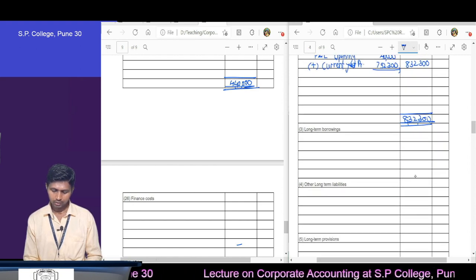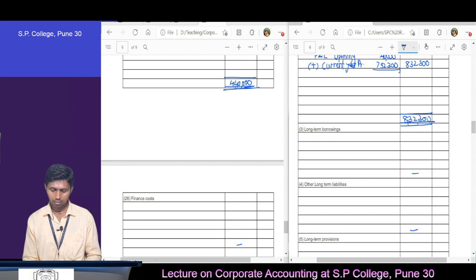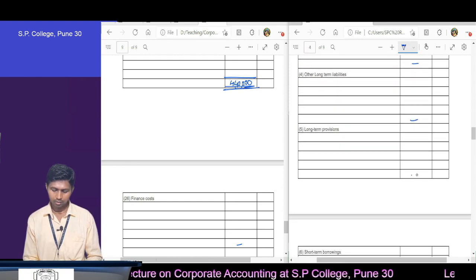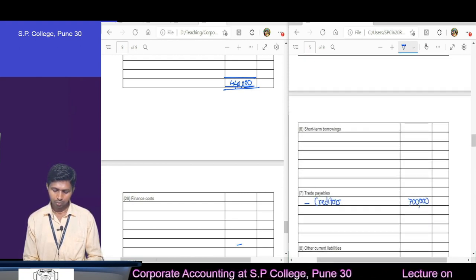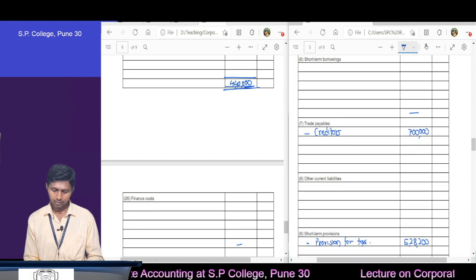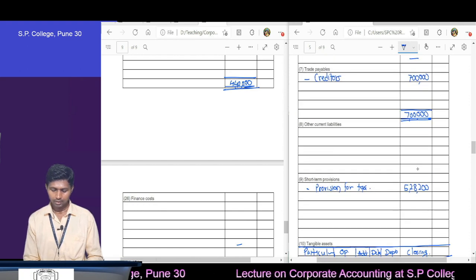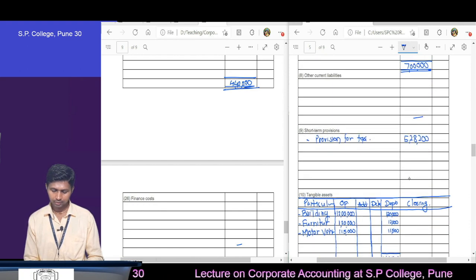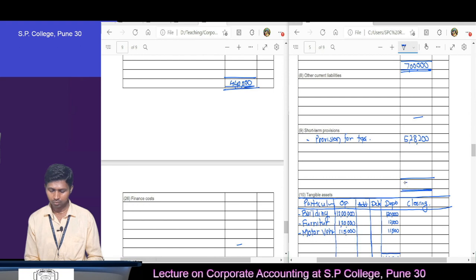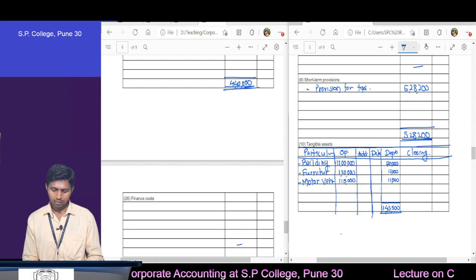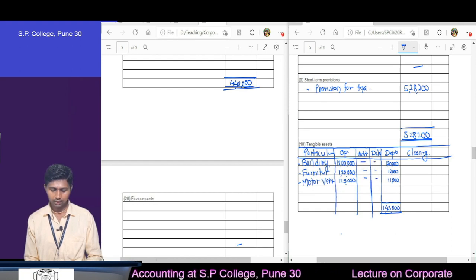Long-term borrowings, nothing is there, dash. Other long-term liabilities, dash. Long-term provision also dash. Short-term borrowings, dash. Creditors, that means trade payable, there we have 7 lakhs total. Other current liabilities, dash. Provision for tax, that means short-term provision total, only one amount, 5,28,200.